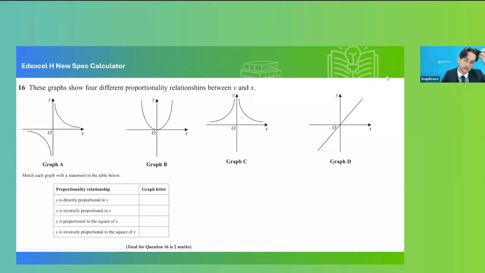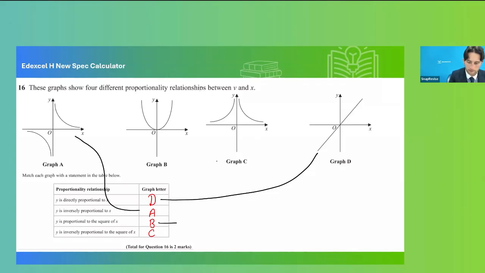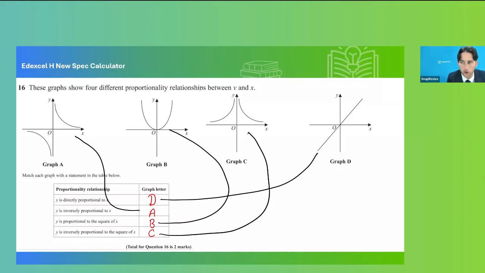Right, so y is directly proportional to x, remember, is a sort of linear situation. Y is inversely proportional is like a reciprocal. Y is proportional to the square, it's like a quadratic, and inversely proportional to the square is kind of by elimination the other one. So this first one is the straight line. This is the reciprocal. This is the quadratic one. This is the kind of quadratic reciprocal that you wouldn't have known, but maybe could have worked out by a process of elimination. Right, let's keep going.